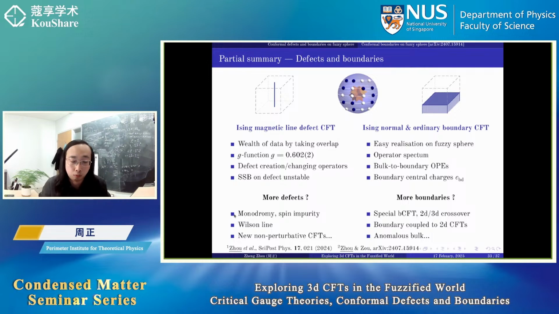And in the future, we wish to use the fuzzy sphere to further study more defects. For example, the monodromy or spin impurity in the Ising or O(N) Wilson-Fisher, and the Wilson lines in the gauge theories, and more boundaries. We can go through the whole phase diagram, or even study the boundary coupled to 2D CFTs.